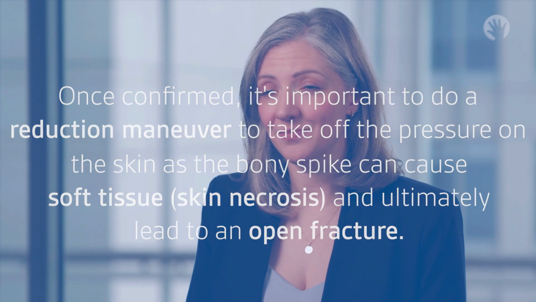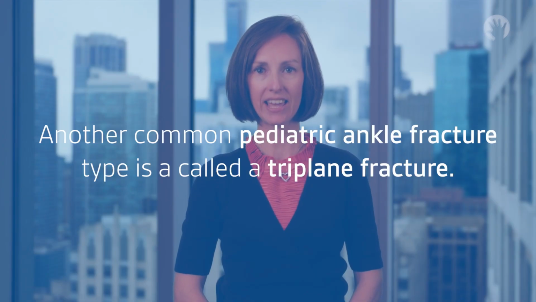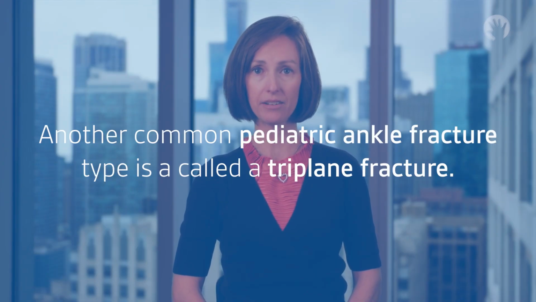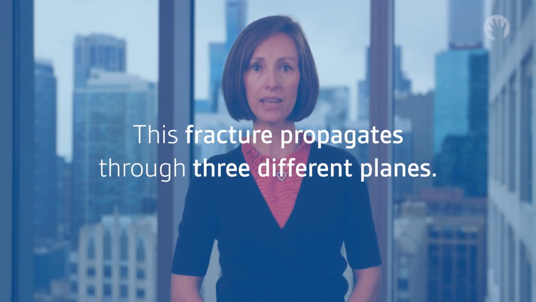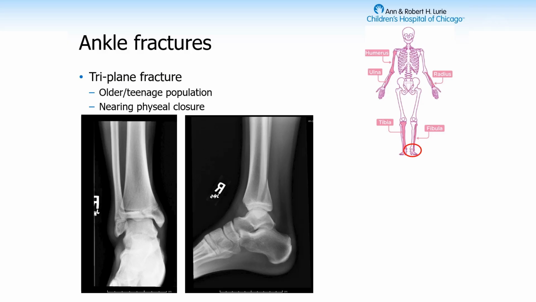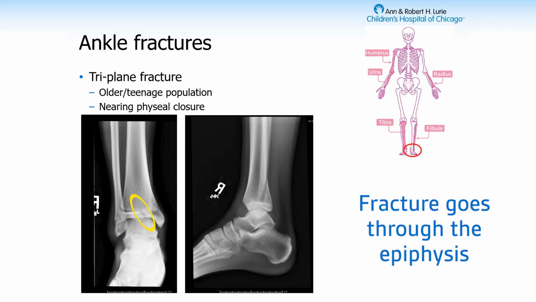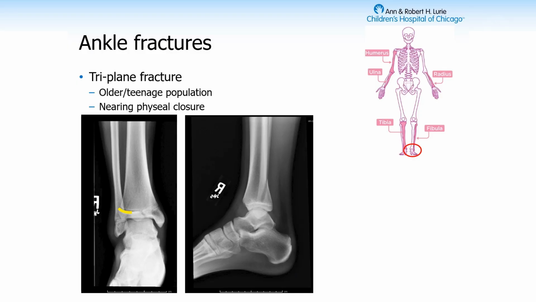Another common pediatric ankle fracture type is called a triplane fracture. This fracture propagates through 3 different planes. So here on the AP image, you can see that there is a fracture through the epiphysis and enters the joint, making it intra-articular. The fracture exits through the physis in the second plane, and then in the third plane here on the sagittal, you can see it propagates through the metaphysis.